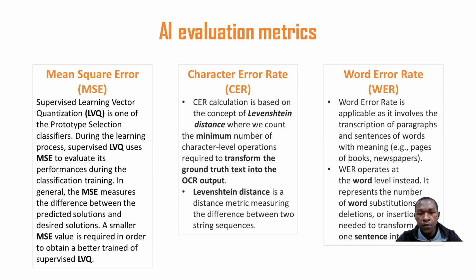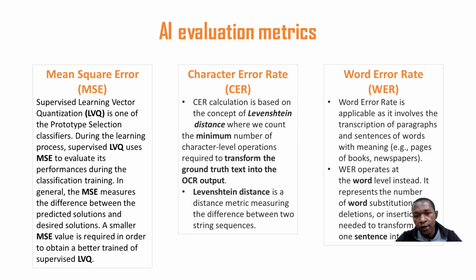Now, the other metric could be the character error rate, dealing with character images. The character error rate calculation is based on the concept of the Levenshtein distance, where we count the minimum number of character level operations required to transform the ground truth text into the optical character recognition output. Levenshtein distance is basically the distance metric measuring the difference between two string sequences.